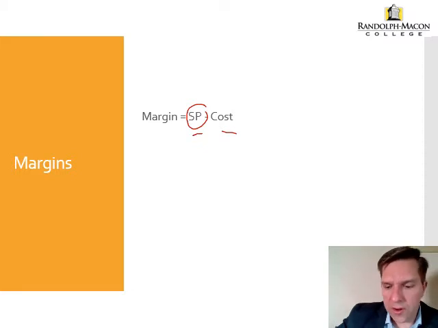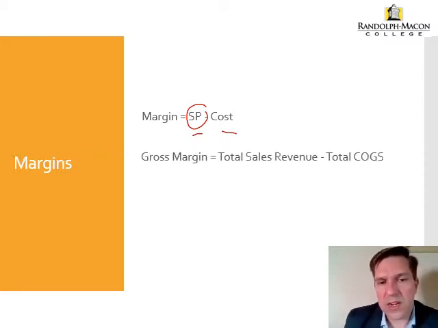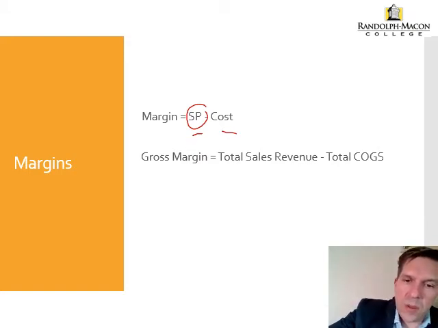Other than margin, something that you're going to find quite a bit in cases is this idea of a gross margin. What is a gross margin? It is the difference between your total sales and your total cost of goods sold. Now, what do I mean by total sales? It's usually going to be your price.